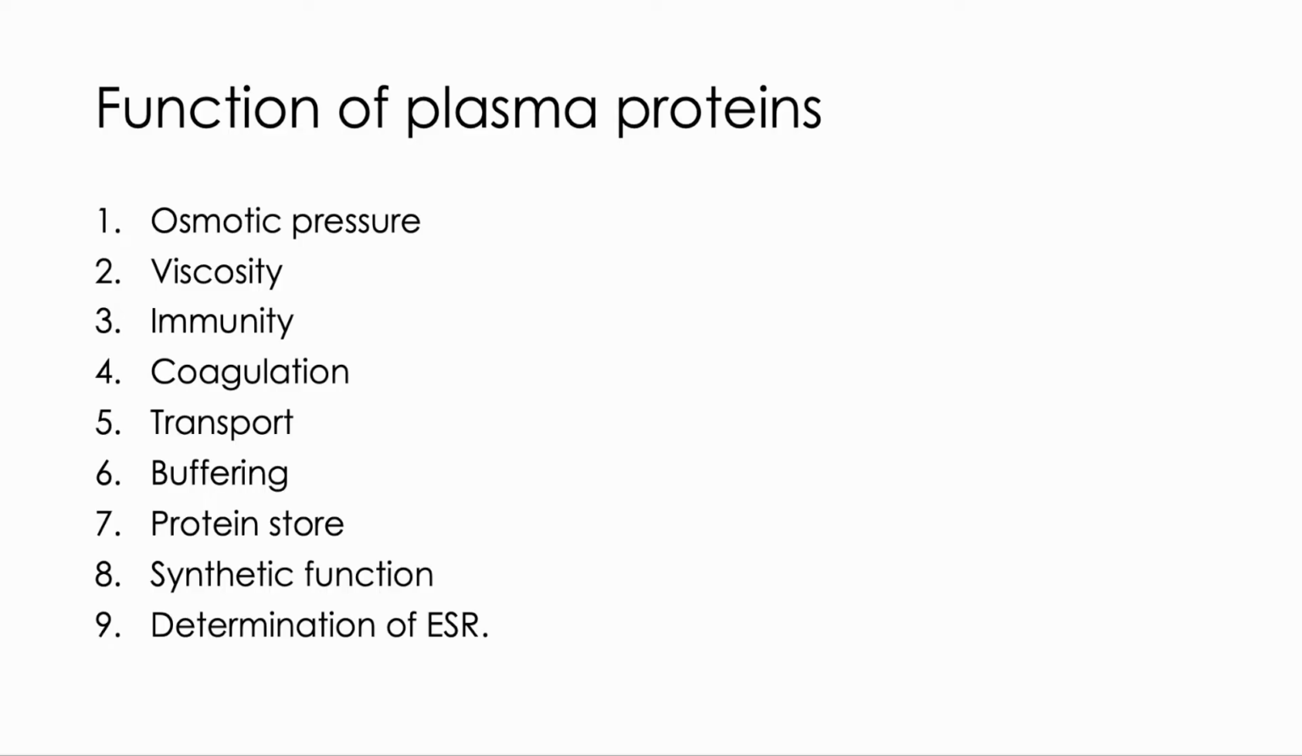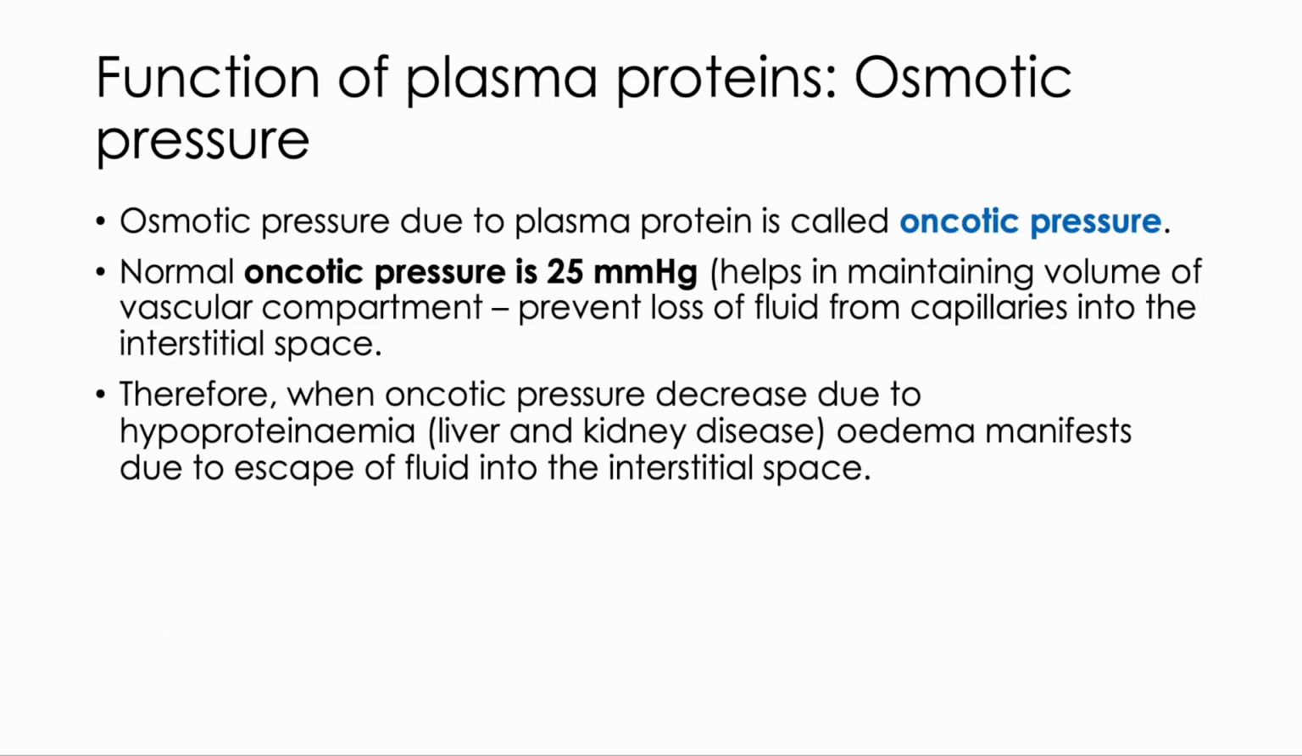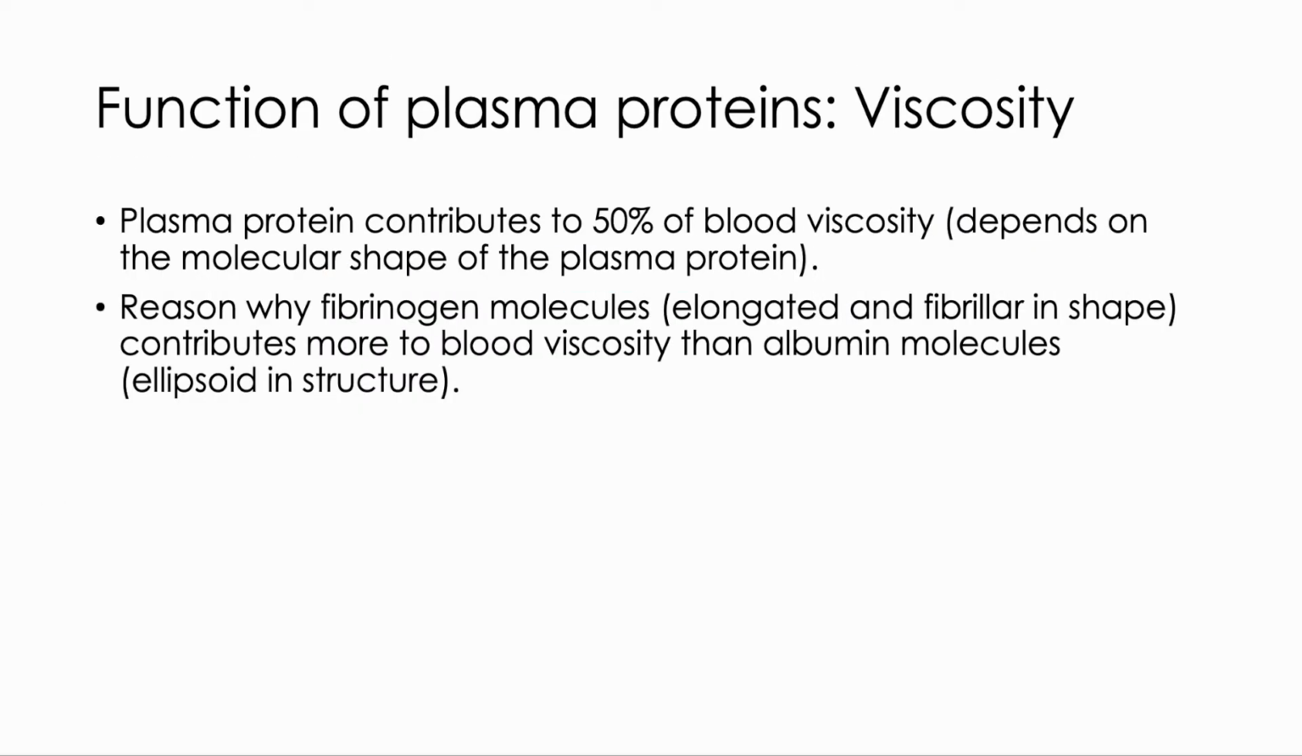Okay, so these are the functions of the plasma protein. At the beginning, we talk about the functions of the blood as a whole. Now are the functions of the plasma protein. So let's move on one by one. The osmotic pressure, as I mentioned, contributes to the oncotic pressure, and for the oncotic pressure, it is basically 25 millimeter of mercury. Alright. Okay, so this one is the viscosity of the blood.